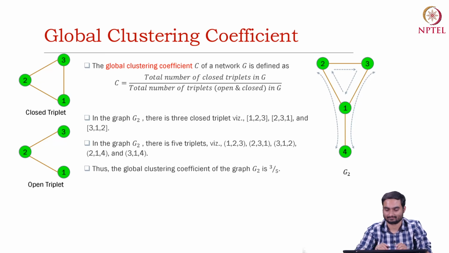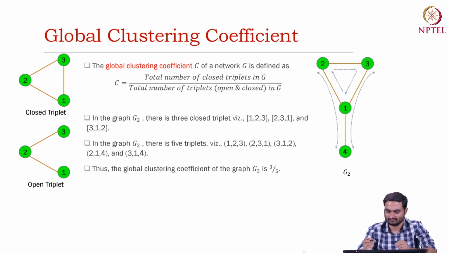The idea is the same. The global clustering coefficient is a property of a graph, whereas the local clustering coefficient is a property of a node. So you may say that it's very simple: I measure the local clustering coefficients of nodes and I take the average local clustering coefficient of all the nodes in the graph, and that would give you the global clustering coefficient. Of course, this is one way.